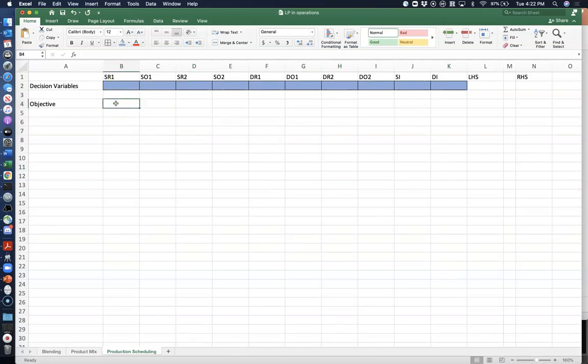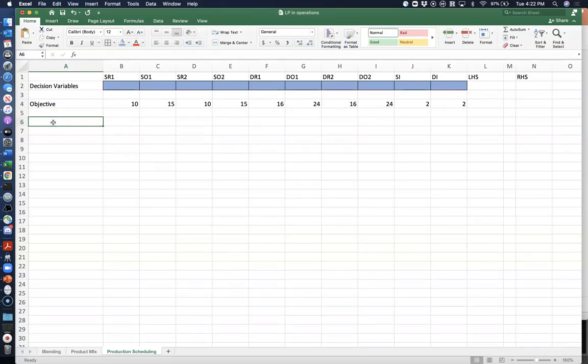And the objective is $10 here, $15 here, $10 here, $15 here, $16 here, $24 here, $16 here, $24 here, and $2 and $2. So this is the total cost of manufacture and inventory. Right, and you'll be minimizing the total cost. That's the objective. Let's try the constraints.